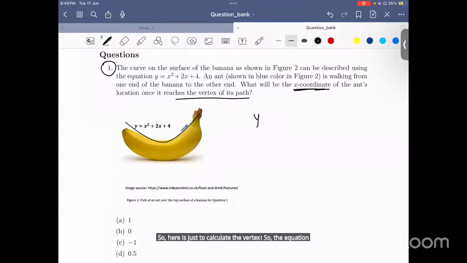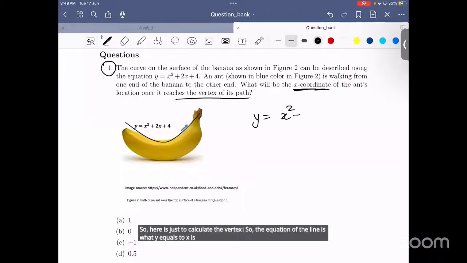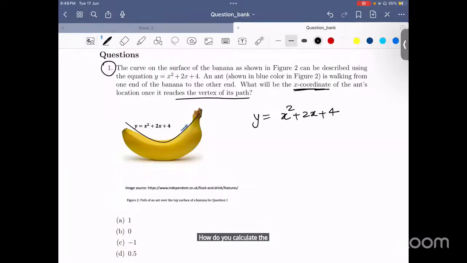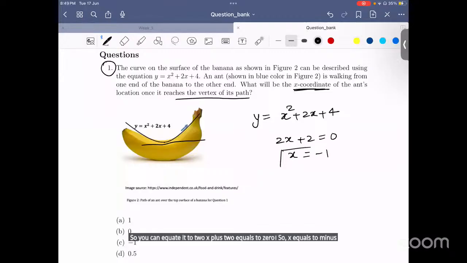The equation of the path is y equals x square plus 2x plus 4. How do you calculate the vertex? You already know that at the vertex, the slope will be 0. So you can equate 2x plus 2 equals 0. So x equals minus 1.